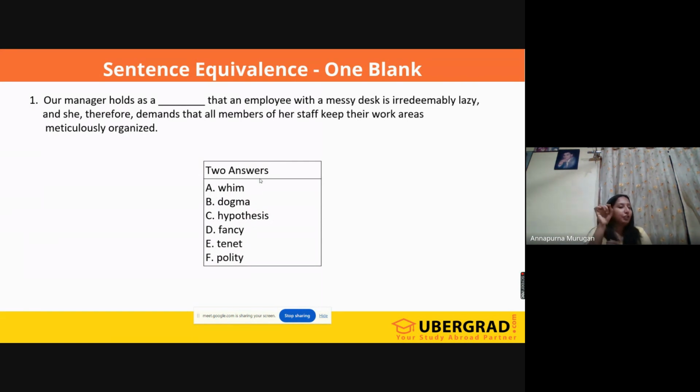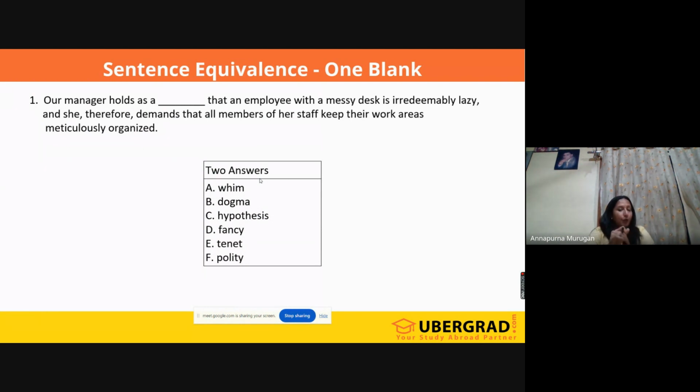So the blank should require what? Belief here. So now you need to pick up some word that is conveying the meaning of belief. Now, when you look at these words, what do you feel? Whether you people know the meanings of all these words, can you pick and tell me, or do you want the meanings? I'll give you. Dogma is correct.